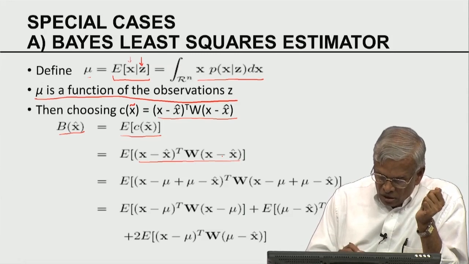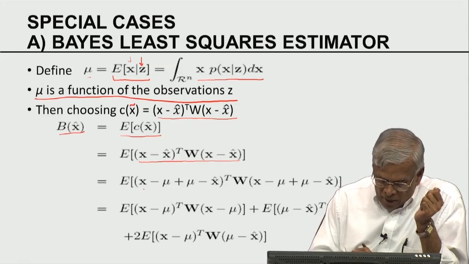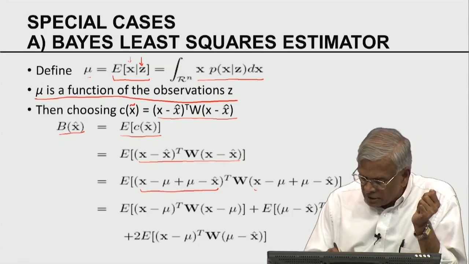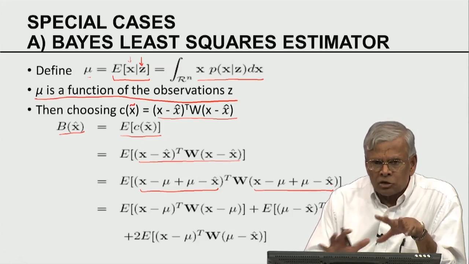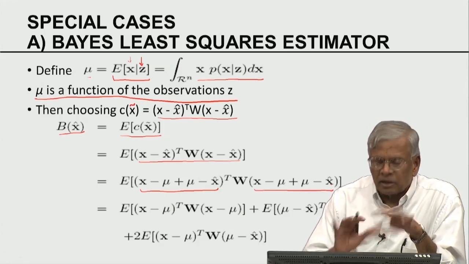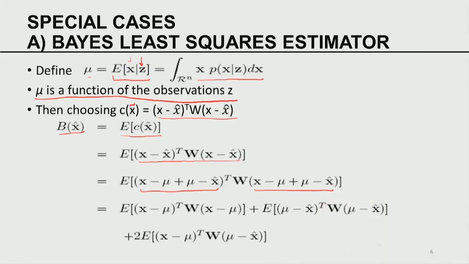Now what do we do? There are two terms in here. So I add and subtract mu in this. Why? There is going to be a purpose for this. We are going to get an important conclusion out of this. So if you multiply and simplify, I get one form like this, another form like this, and yet another one like this. So I get a sum of three expectations. It is a very simple idea.